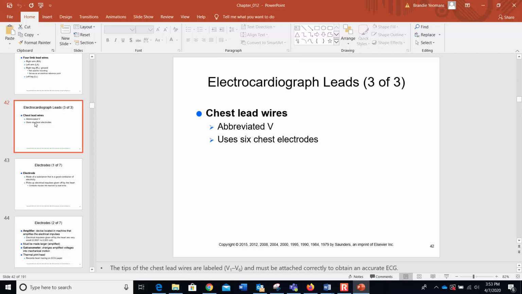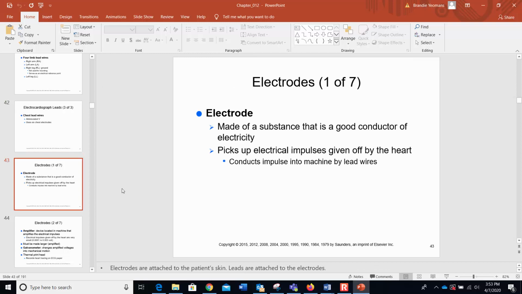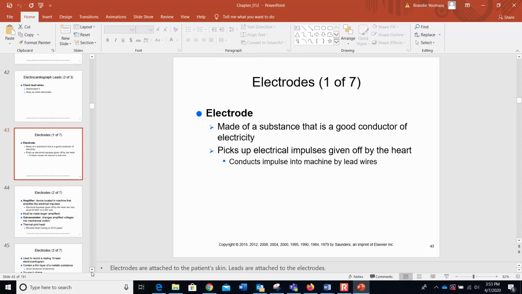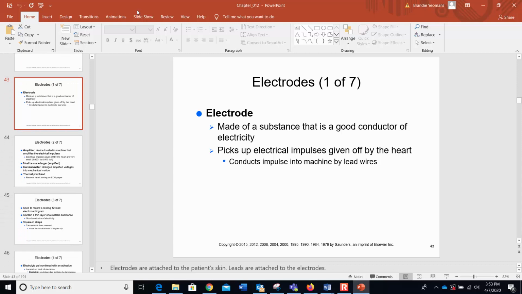Okay. So the chest lead wires are abbreviated with the letter V, and they use 6 chest electrodes. Alright, so what the heck is an electrode? An electrode is made up of a substance that's a good conductor of electricity. So you've got to remember, what are some good conductors of electricity? Liquids, gels, those types of things, and that's what we have. This is actually a sticker with some electrolyte on the back of it. And that's what we're going to learn a little bit more about.